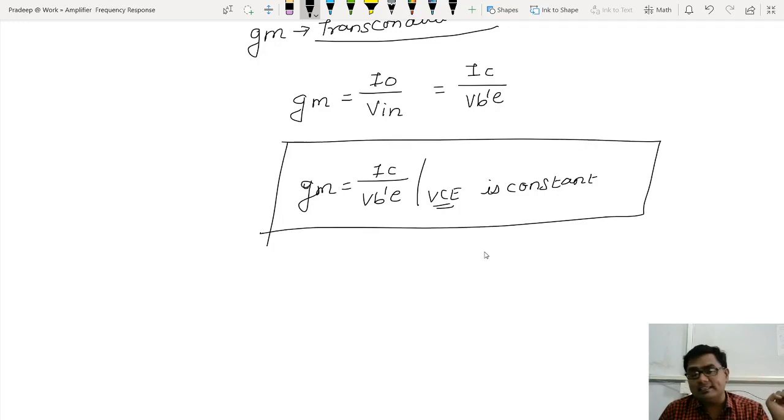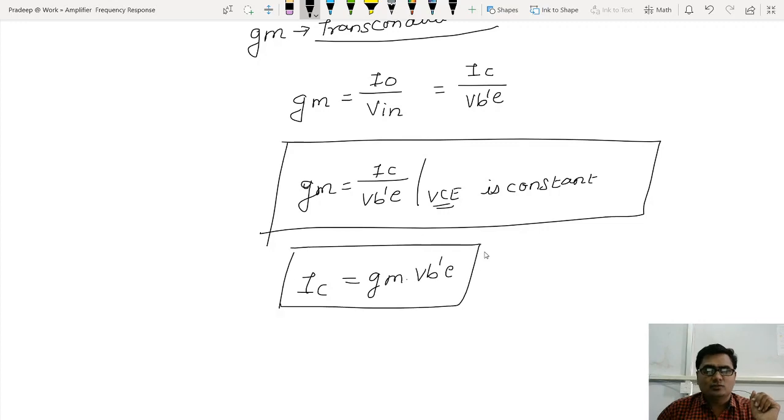What is my intention? I want to show output current. So from that equation, what is IC then? IC will be GM multiplied by VB'E. This is my output current, and I will show that output current in the above diagram.